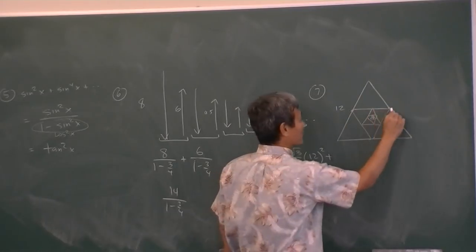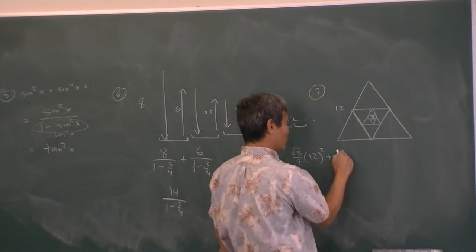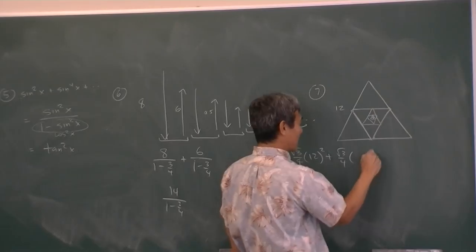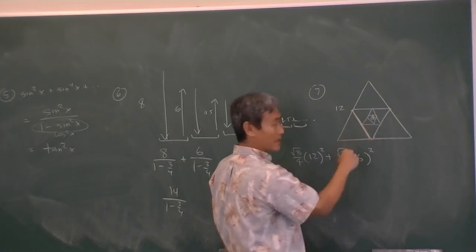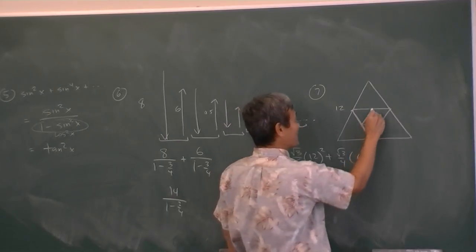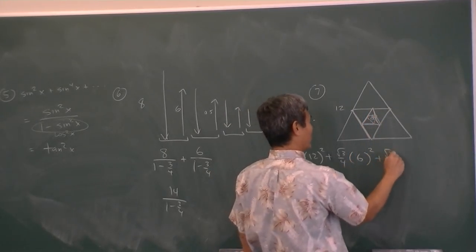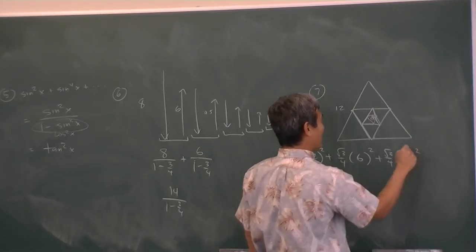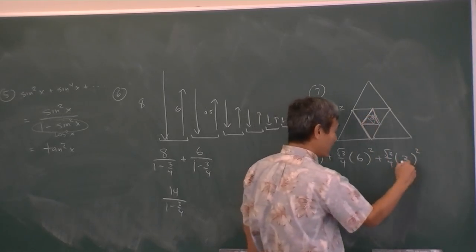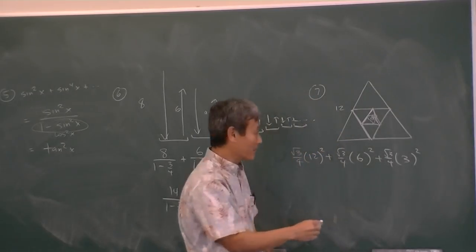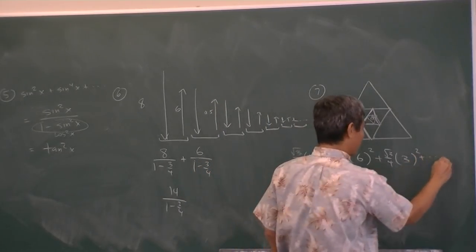Okay, now the next equilateral triangle. Root 3 over 4 times the side squared. What is the side? 6, because it's the midpoint, so it'll be half, right? What's the next equilateral triangle? Root 3 over 4 times the side squared. 3, because it gets halved every time, right? And then keep on going.